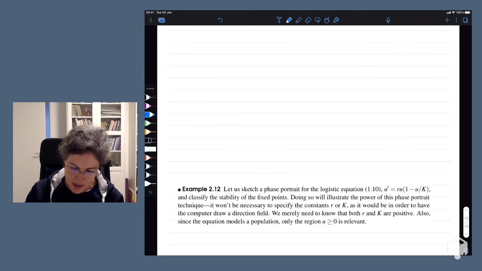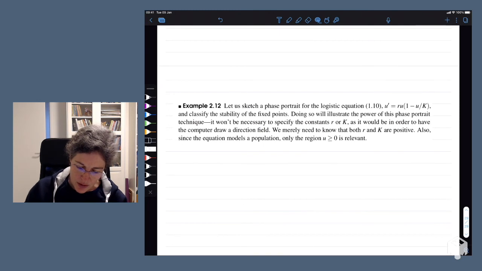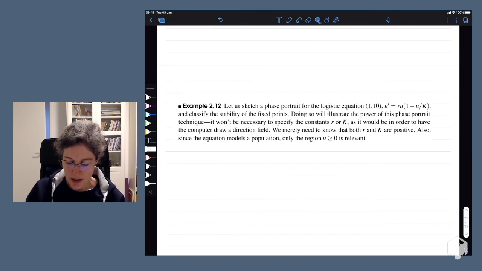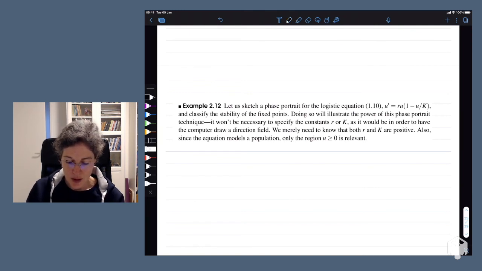All right. So here is a challenge for you, and I'll put the solution in the final set of notes. So here's our logistic equation, and again, go and read 1.10 if you're interested in where it comes from. Sketch the phase portrait and classify the stability of the fixed points. So the thing that you might be wondering is, but I don't know what R and K are. Well, in fact, you don't need to. You can figure it out so long as you know that they're positive. Okay, so we've got R and K are positive.